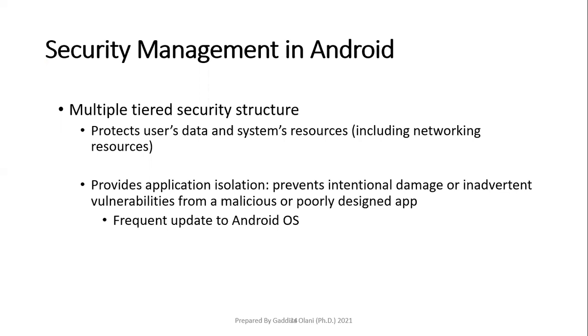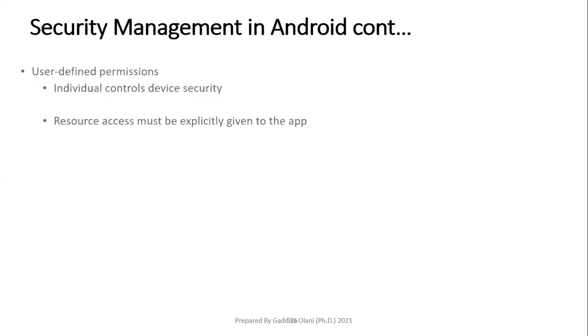Because you already gave permission for that specific app to use your device, to have access to your smartphone SIM card or external storage devices. So Android provides different types of security. So that's why you can say individual controls, device security, resource must be explicitly given to the app. You need to code that by yourself.